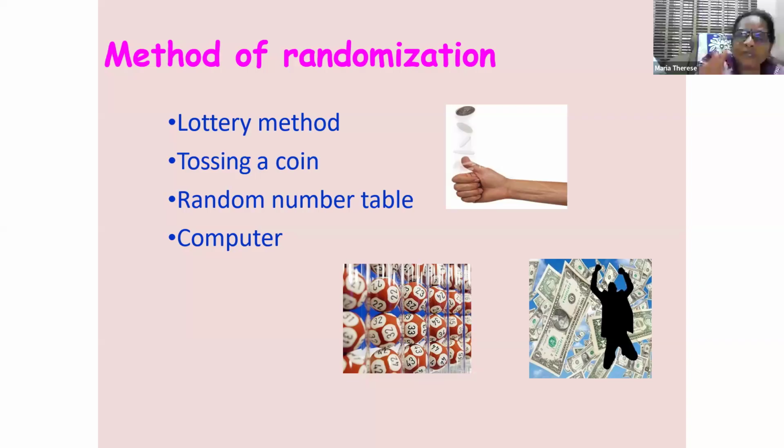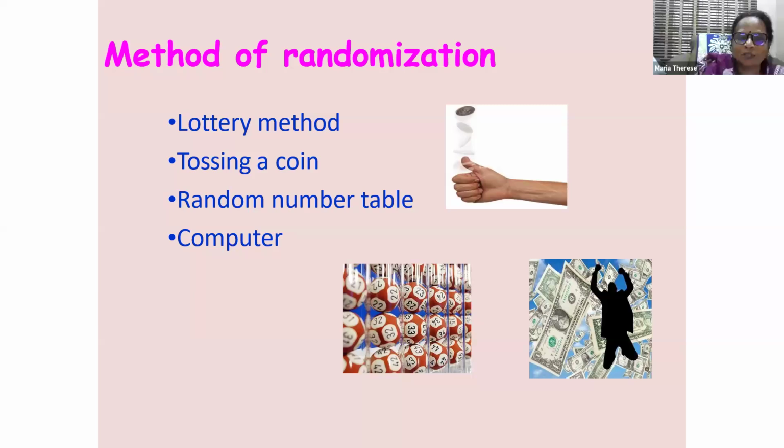And even by tossing a coin, if it comes head or tail, the researcher has all the right to decide whether head is for the study group or tail for the control group. Also, you can select randomization by random number table and by computer. It is very easy when you practice.